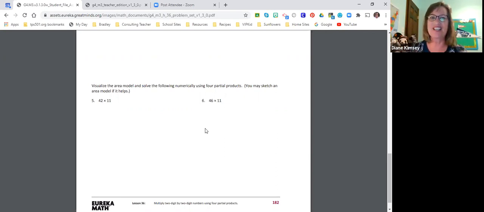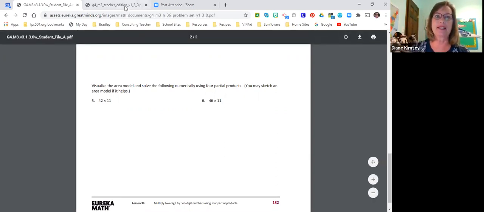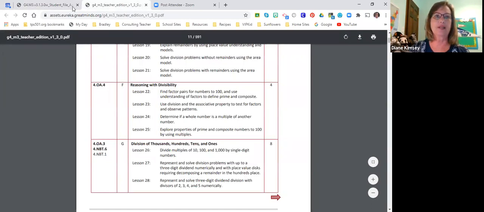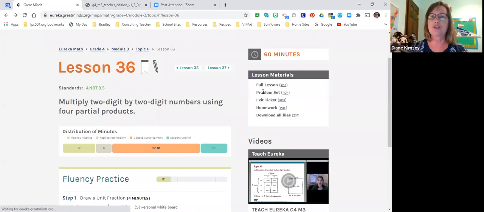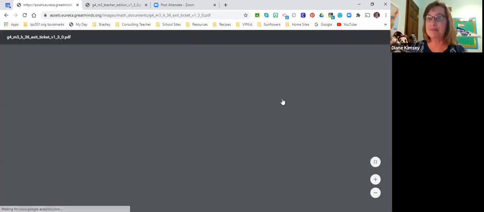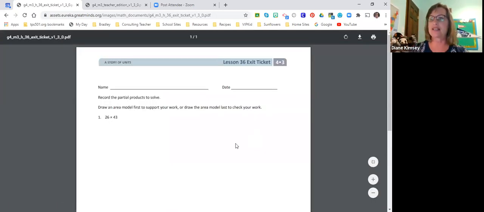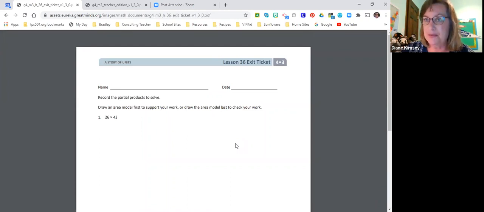You need to be intentional. You looked at the exit ticket already. You know what the students must be able to do. Your exit ticket, that is the must-do.